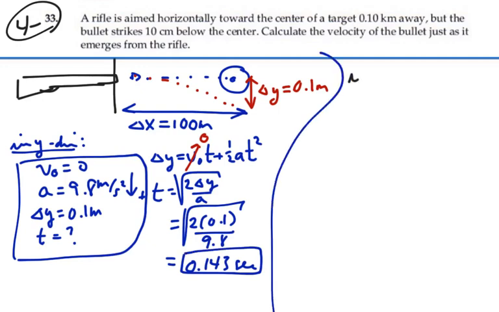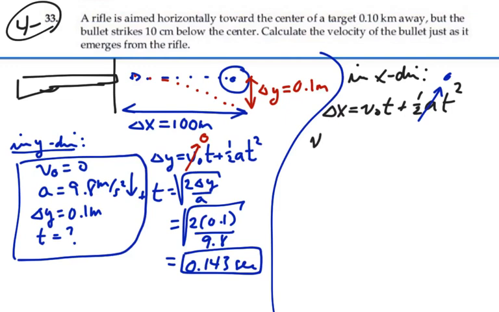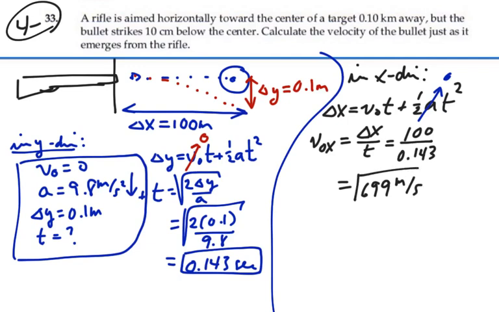What's happening in the x direction? In the x direction, we have displacement is equal to initial velocity in the x direction times time plus 1/2 acceleration times time squared, but our acceleration in the x direction is 0, and hence our initial velocity in the x direction, which actually happens to be the velocity out of the muzzle of the rifle, is going to be equal to displacement divided by time, and that's going to be 100 meters divided by 0.143 seconds, and that is going to be 699 meters per second. So that is the velocity in the x direction. That is the velocity out of the muzzle of the rifle, 699 meters per second.